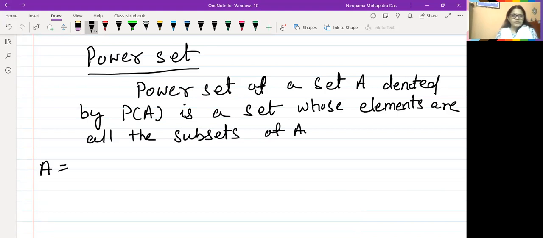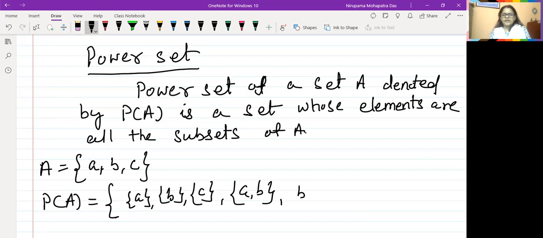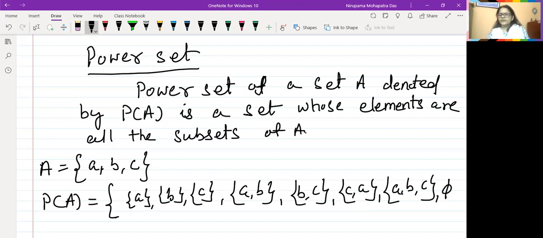Though we have done this, suppose you have A equal to {a, b, c}. Okay, let us take these three elements. Now the power set of A will contain all the subsets of A. So the subsets will be {a}, then {b}, then {c}, then {a, b}, then {b, c}, then {c, a}, and the whole set {a, b, c}, and finally you can take φ also.